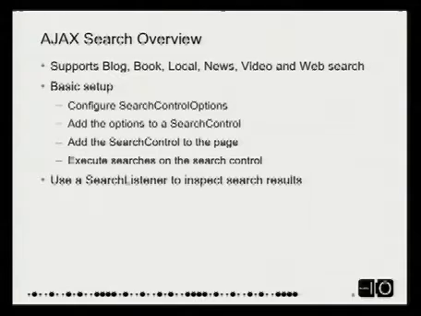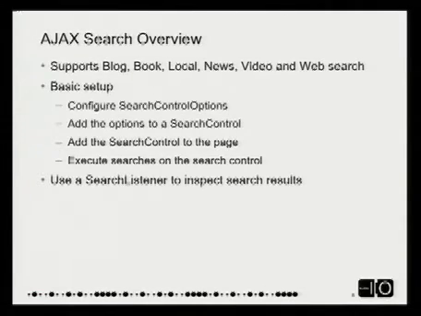So the first API that we have support for is Ajax Search. And that's basically your stock Ajax search as you would expect. So you have blog search, book search, local, news, video, and web search. And we tried to go for a pretty easy setup for the Java version of the API, and we'd like to make it difficult to get wrong. So it's actually just a pretty simple set of steps to get them up and running.